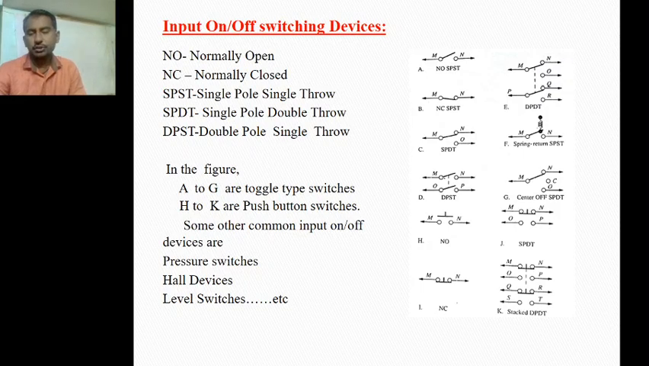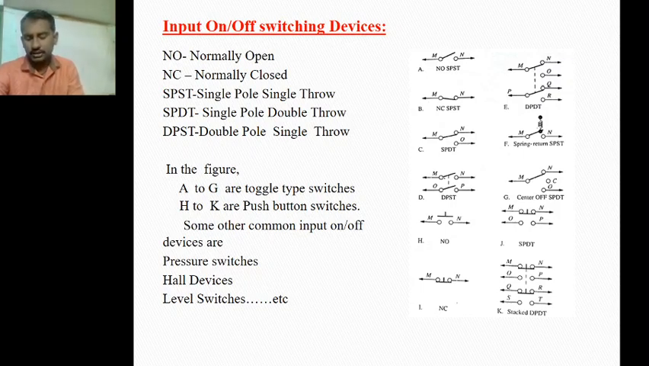switches. And in addition to these switches, some other switches are there. So what are those other switches? These switches are classified into two ways. What are the two ways? In this picture, from A to G, the switches are called toggle type switches, and from H to K, these switches are called push button switches. So in addition to these switches, some more switches are there. Those switches are nothing but pressure switches, hall devices, level switches, etc.